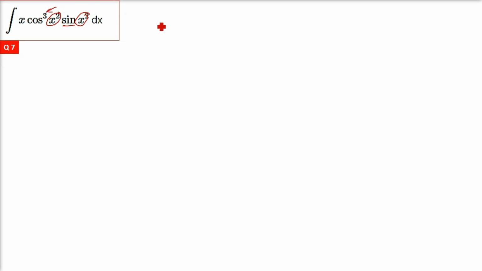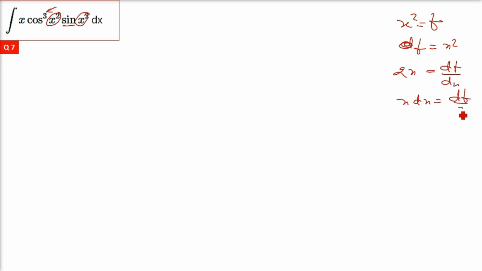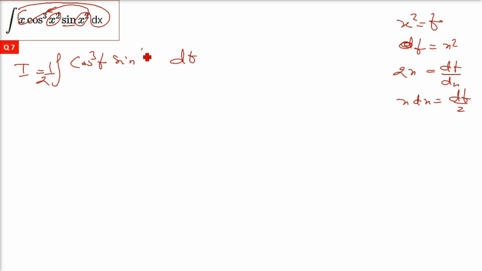That is how you have to go about it. So how are you going to write it? Just write x square equals t, or assume t equals x square. When you differentiate this, dt by dx will be 2x. That means this dt will be equal to 2x dx. So this dt by 2 will be x dx actually. We already have x dx in the question, so we can just take this x dx and replace it by dt by 2. So dt by 2, that is half. Then cos cube x square, so cos cube t. This is sin t. x square is t.